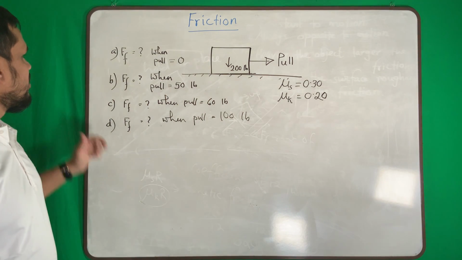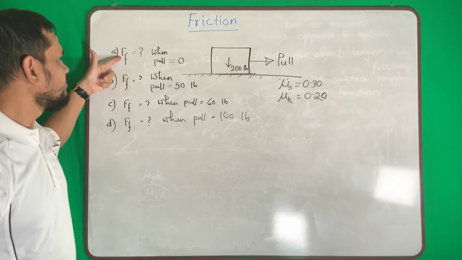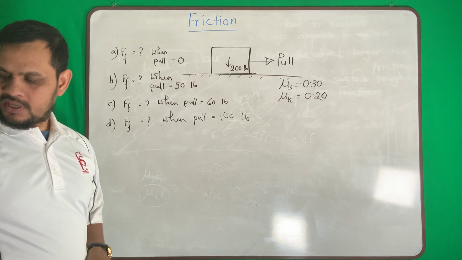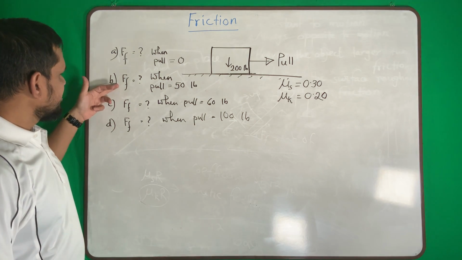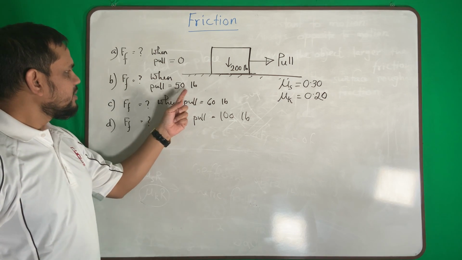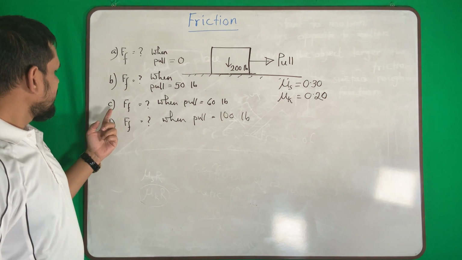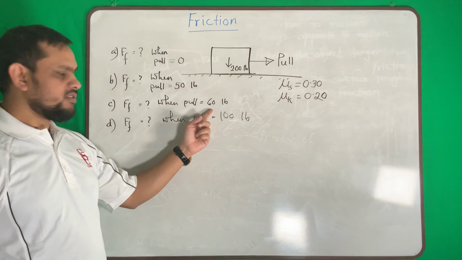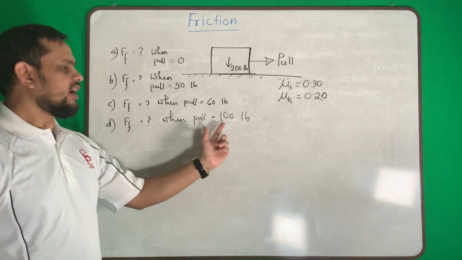Now the question is, what is the value of friction? What is the value of friction force when my pull is 0? That means when I am not pulling. In that time, what is the frictional force? Second is, what is the frictional force when my pull is 50 pound? Third case, what is the value of the frictional force when the pull is 60 pound? And finally, what is the frictional force when my pull is 100 pound?